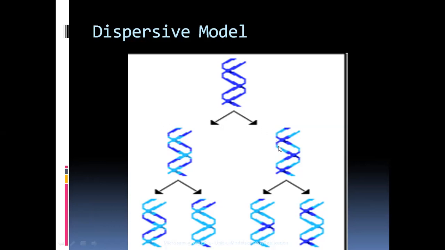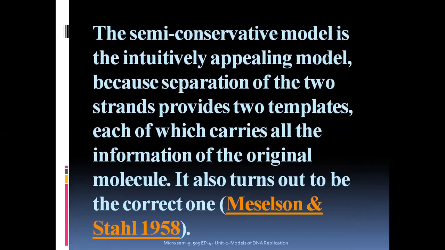You cannot say that this part is of the first strand and this part is of the second strand. So it is the dispersive model. Thus, we can say that only the semi-conservative model fits into our mind. Why? Because it is an intuitively appealing model.